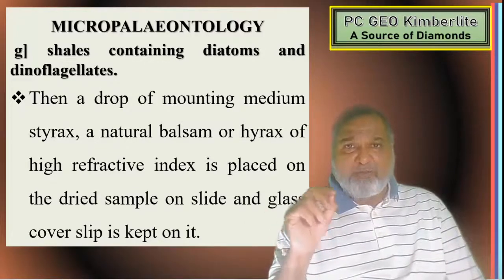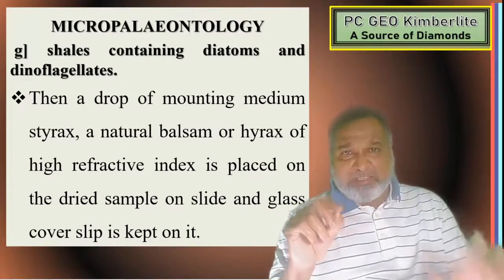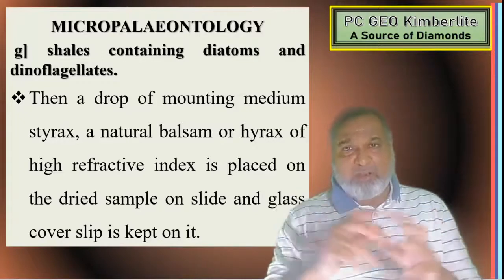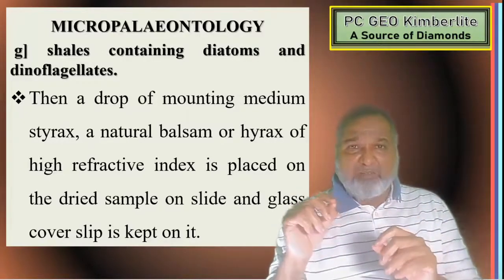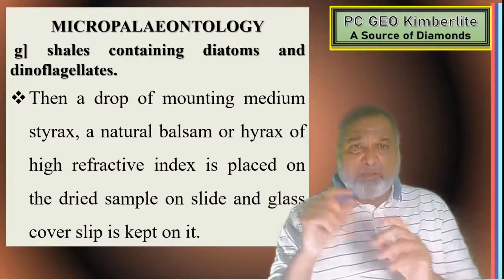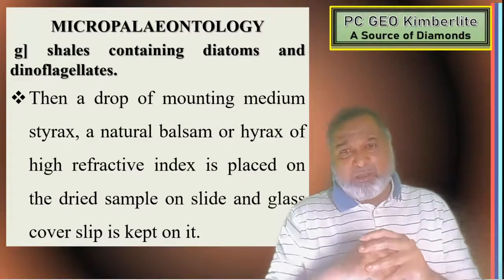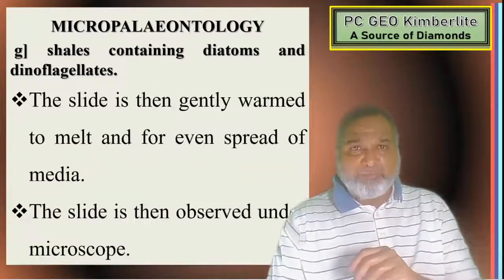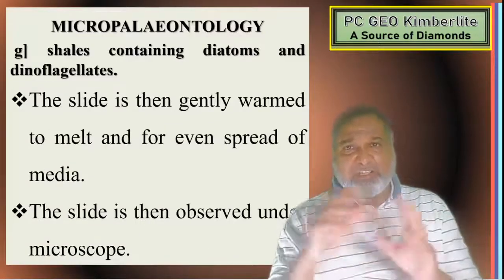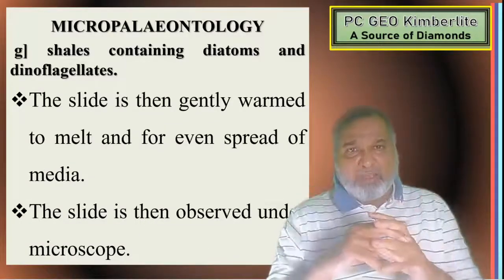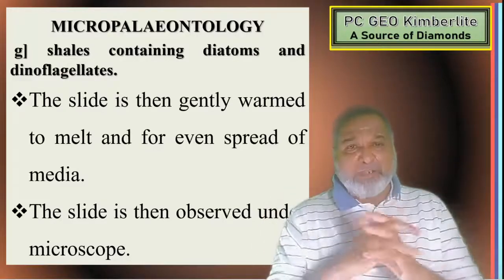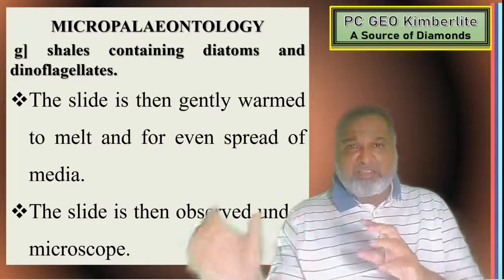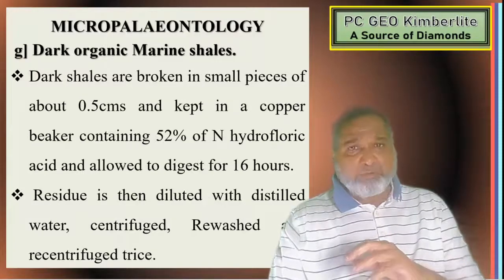Then a drop of mounting medium, Canada balsam or Hyrax of high refractive index, is placed on the dried sample on the slide and a glass cover slip is kept on it. The slide is then generally warmed to melt it for even spread of the medium. The slide is then observed under the microscope.